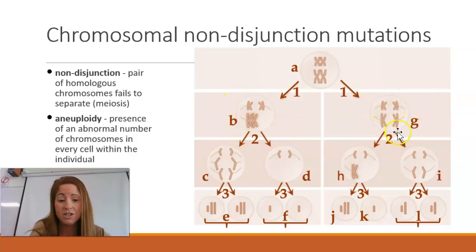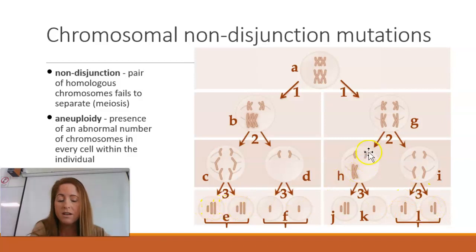And that is what's happening in G correctly. But in B, both homologous pairs go to one side. And because of that, we end up with this extra chromosome here, and you'll see that in E, we have 3 chromosomes in each cell, and then in F we have 1. And so we were supposed to be halving the number of chromosomes, so the only one here that's correct is L, where we have 2 chromosomes, which is what we were supposed to end up with.